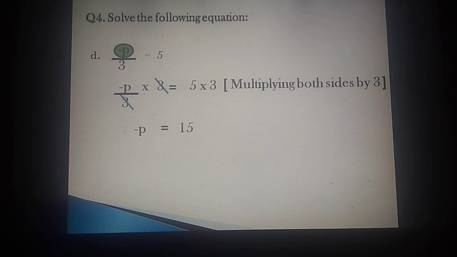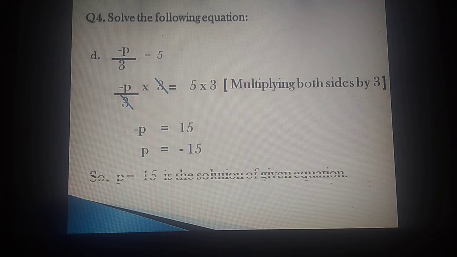Now what here you can notice is here the variable is with negative sign. So we will shift this negative sign to RHS. Now we will get the value of p. Yes, in the last step it was the value of minus p. So the value of p is minus 15. I hope it's clear to each and every one of you.